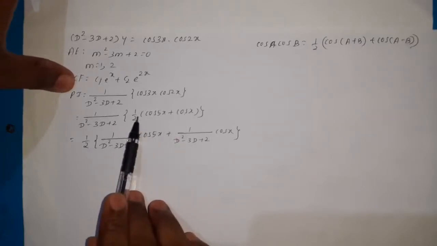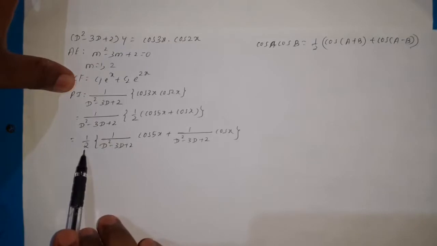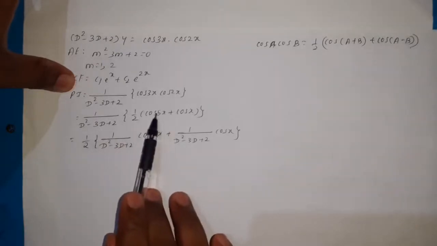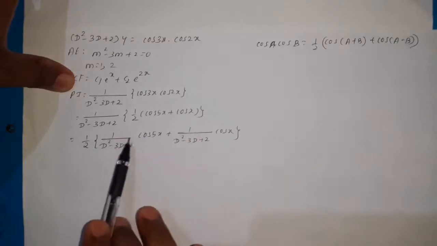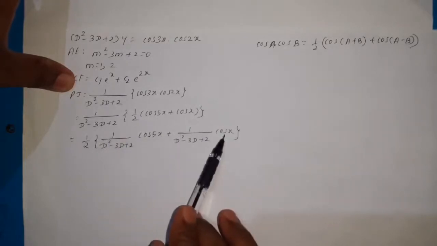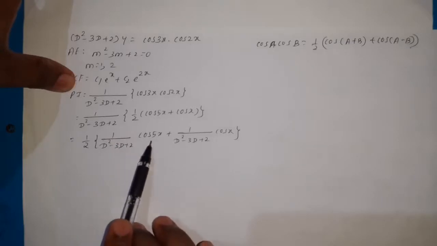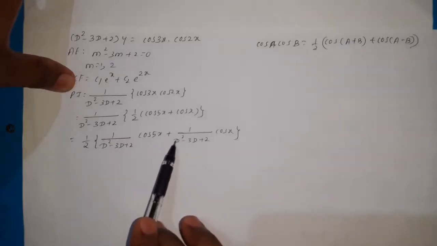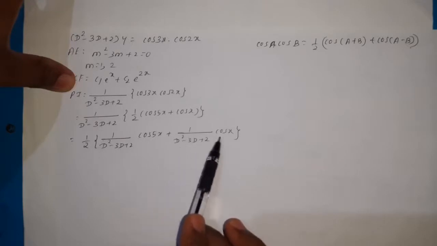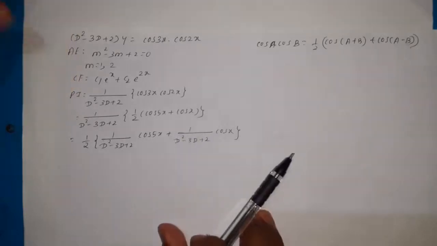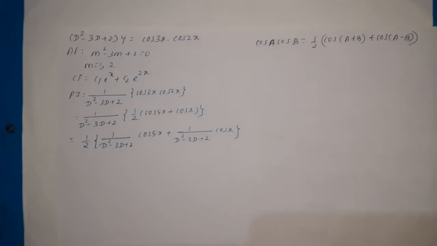Then 1 by 2, let us write that outside, and now split the function, because now we got the sum of two functions. So first function cos 5x, second function cos x. So therefore 1 divided by d square minus 3d plus 2 into cos 5x plus 1 divided by d square minus 3d plus 2 into cos x. So therefore now we have split that cos 3x into cos 2x as cos 5x plus cos x. Now it is easy to solve.